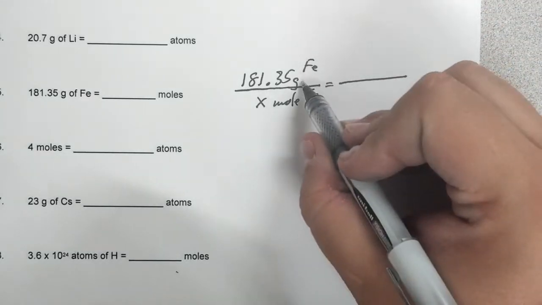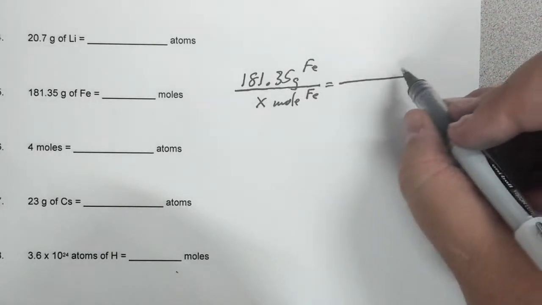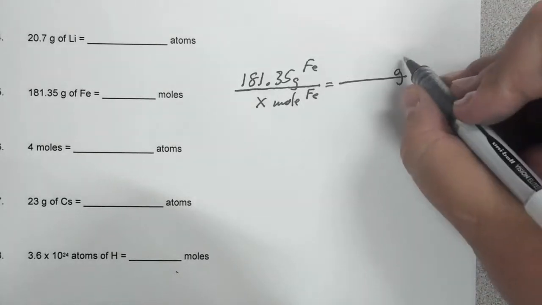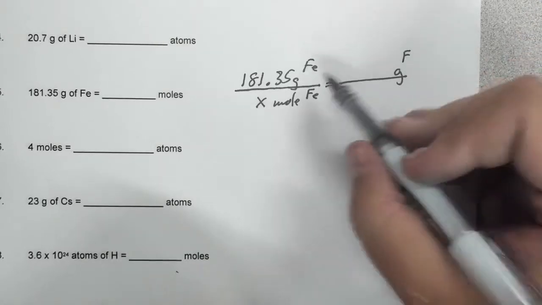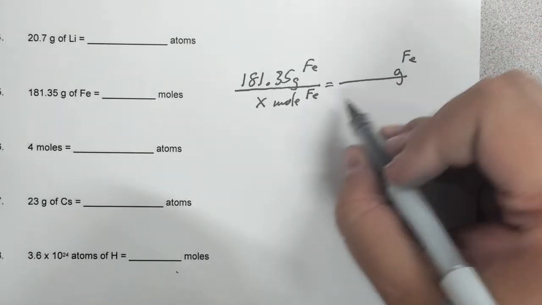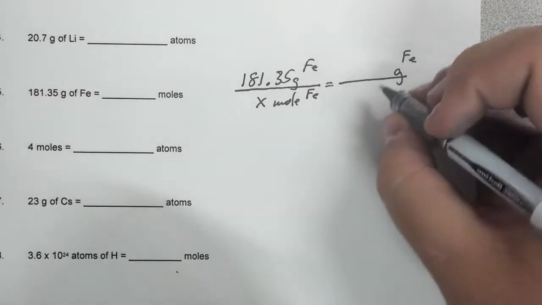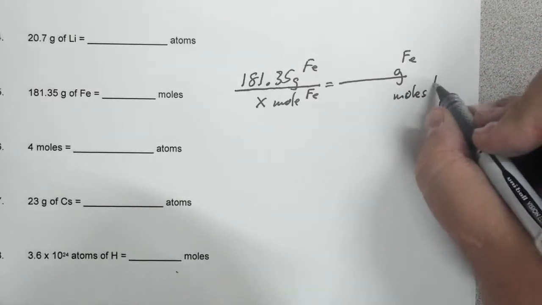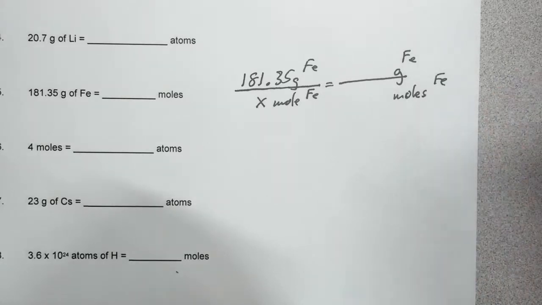Because this says grams of Fe, what our rules say in class is that when I do proportions, I want to have the same units looking directly across the line from each other. So if this is grams of Fe, this needs to be grams of Fe over here also. This says X moles of Fe, so this needs to say moles of Fe also.